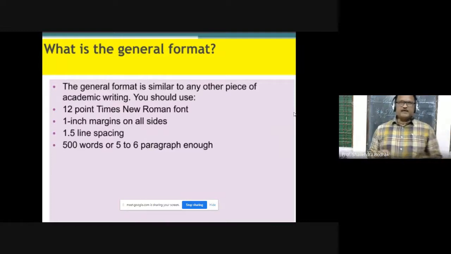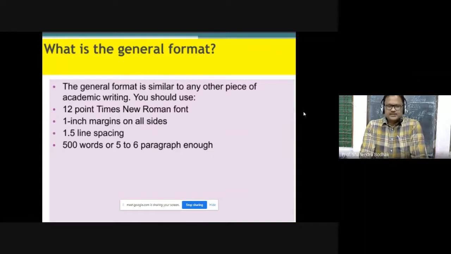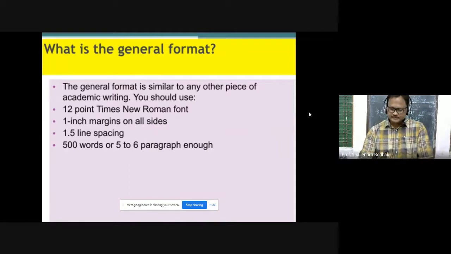We have to type our SOP and then send it to the college, university, whatever it is, along with your application and your CV, that is curriculum vitae. So keep in mind that whenever you submit your SOP, it is not handwritten, it should be typed. You should type that.